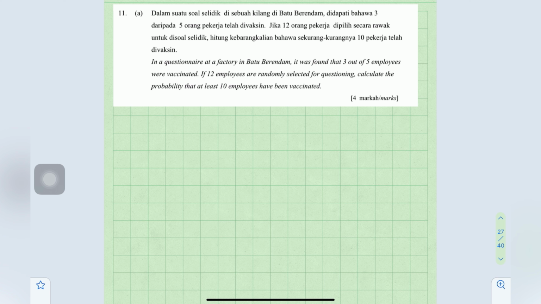Okay, so now dia nak cari probability, meaning that we need to apply probability distribution in this situation. Employees were vaccinated. So discrete random variable. So maksudnya binomial. Okay, so binomial kita tulis dulu dia punya formula. P(X = r) equals to nCr p power of r q power of n minus r. Okay, dia kata 3 out of 5. Jadi yang vaccinated probability dia 3 over 5 lah. So q is 1 minus 3 over 5, 2 over 5. So dia ada 12 employees, maksudnya n equals to 12.